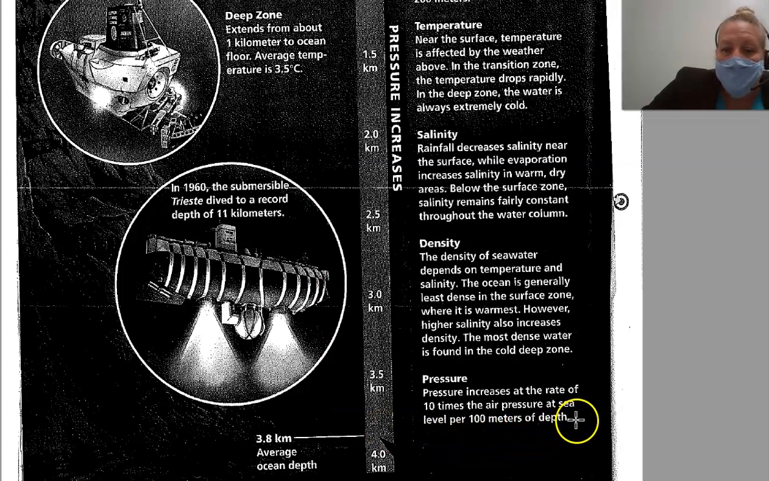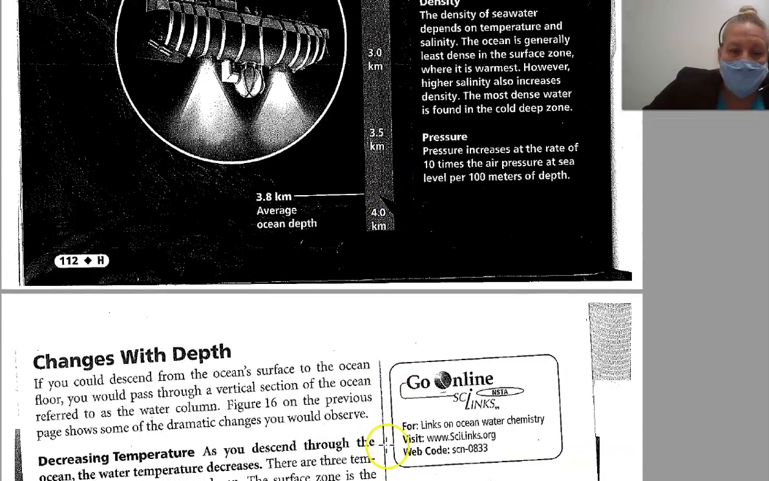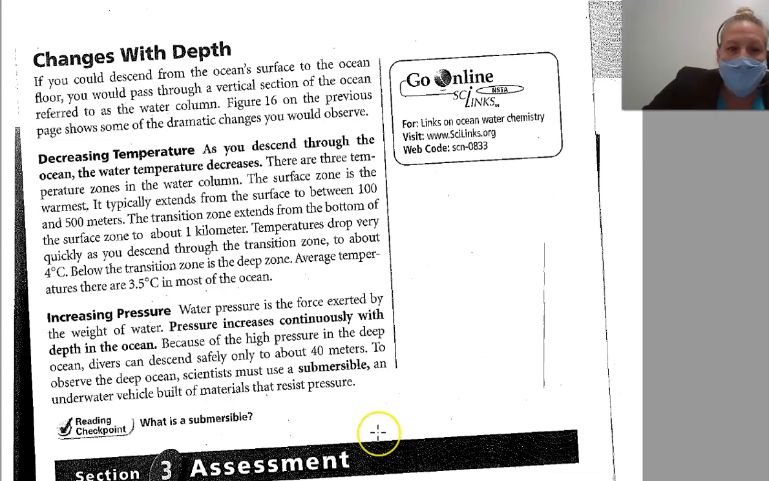Pressure increases at the rate of 10 times the air pressure at sea level per 100 meters of depth. So the pressure increases as you get deeper in the ocean. Okay, changes with depth. If you could descend from the ocean surface to the ocean floor, you would pass through a vertical section of the ocean referred to as the water column, and figure 16 on the previous page shows some of the dramatic changes you would observe.